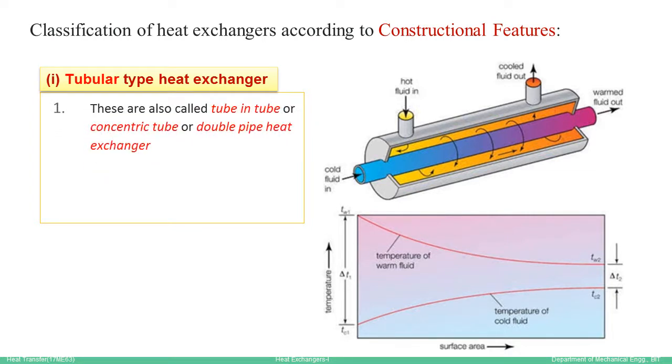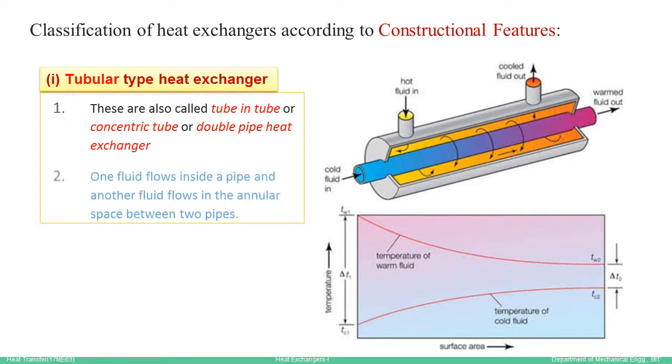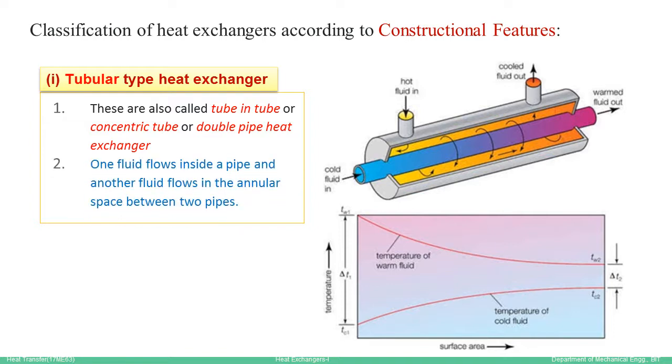This case employs two different pipes, so we call it a tubular type heat exchanger, because of which it is also called tube in tube or concentric tube or double pipe heat exchanger. So we can see one fluid flows inside the pipe and the other fluid flows in the annular space between the two pipes.